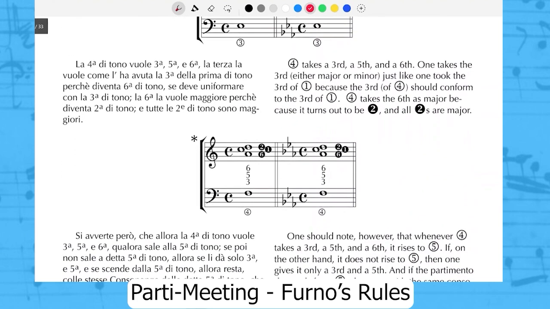Perfect. Fourth. Fourth takes a third, a fifth, and a sixth. 1 takes the third, either major or minor, just like 1 took the third of 1, because the third of 4 should conform to the third of 1. 4 takes the sixth as major because it turns out to be 2 and all 2s are major.